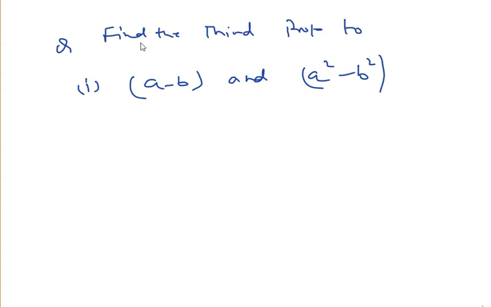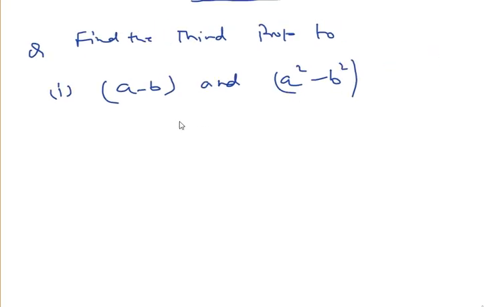Now read this question. Find the third proportional to a minus b and a square minus b square. Whenever it is given there, you need to get the third proportional, and two numbers or two proportions are given to you. So it is obvious that these numbers are in continued proportion.